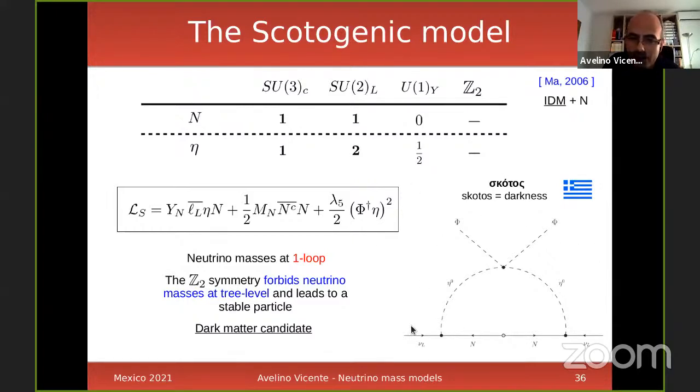And now, why do people call this scotogenic, and what is the relation to darkness? The point is that the lightest particle that is charged under the Z2 symmetry will be completely stable, because the Z2 symmetry is assumed to be completely conserved in the model. Since you have a particle that is stable, if it has the good properties, it could be the dark matter particle that fills the universe. So this model not only gives you neutrino masses, but also gives you a dark matter candidate. This is why people like this model a lot: with very few ingredients, you solve two problems, neutrino masses and dark matter.